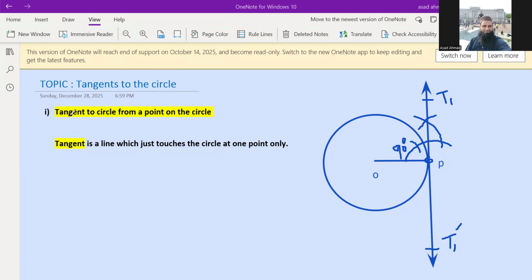So this was the very first case when you are asked to draw a tangent to the circle from a point on the circle. And now we are going to draw the same sort of work, but for a different question.